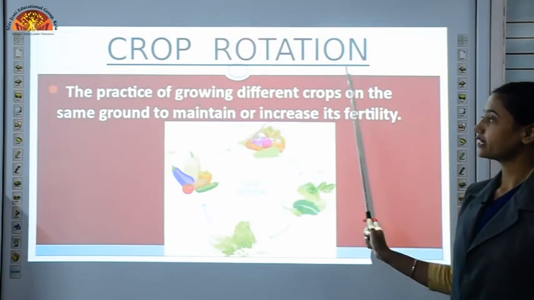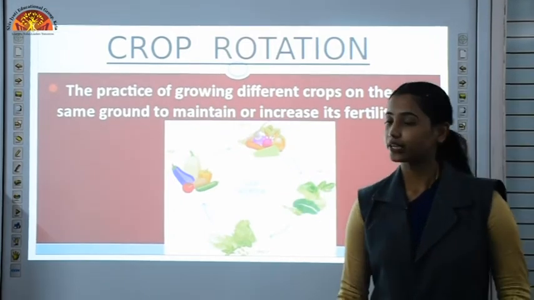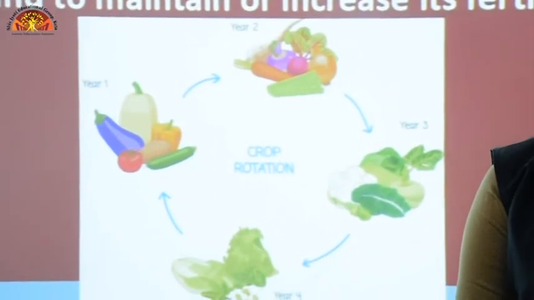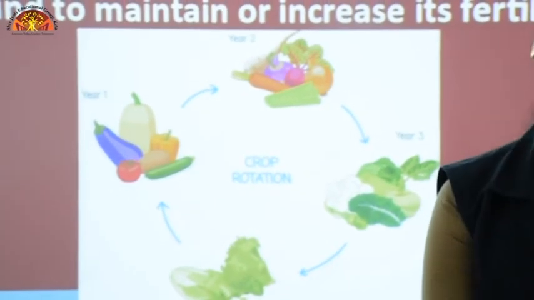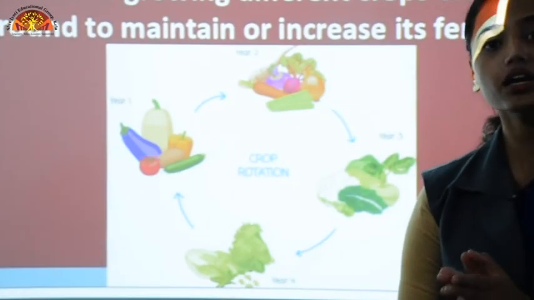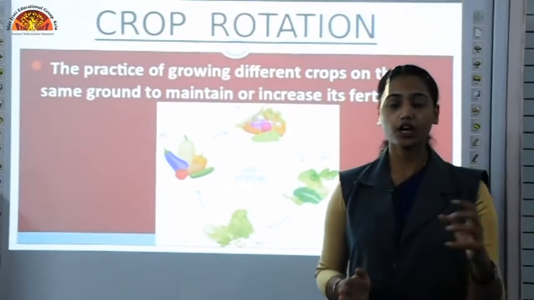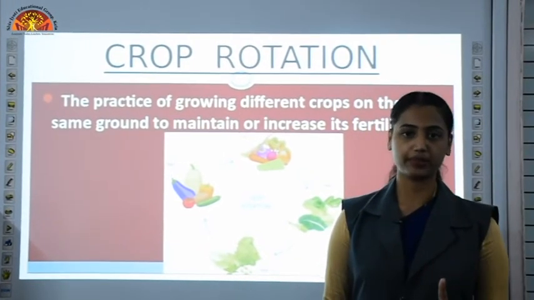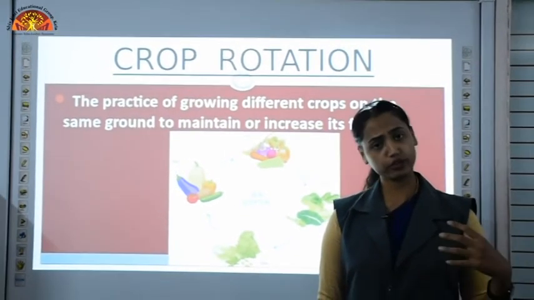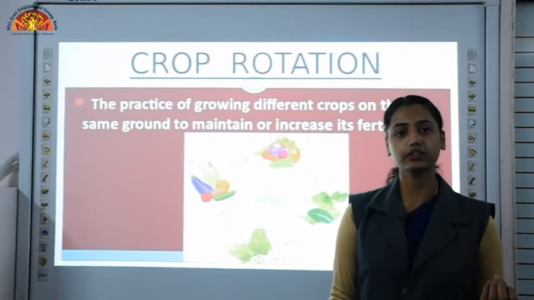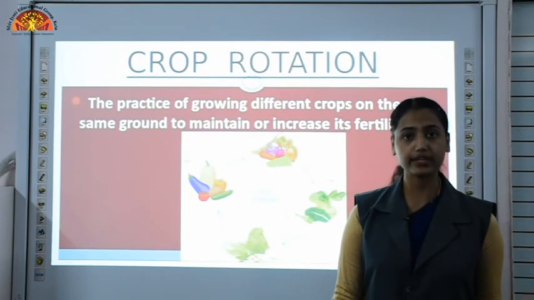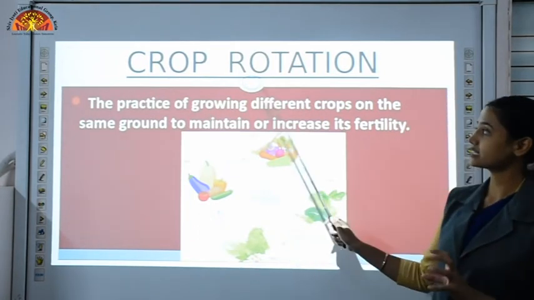Next is crop rotation. Okay, again let's take an example. You have two jars. In one jar wheat grain is present. In the second jar rice grain is present. Now if you keep on consuming only one jar, meaning if you are using only wheat grains, then you will be left with no more wheat grains. So the same happens in the case of crops.